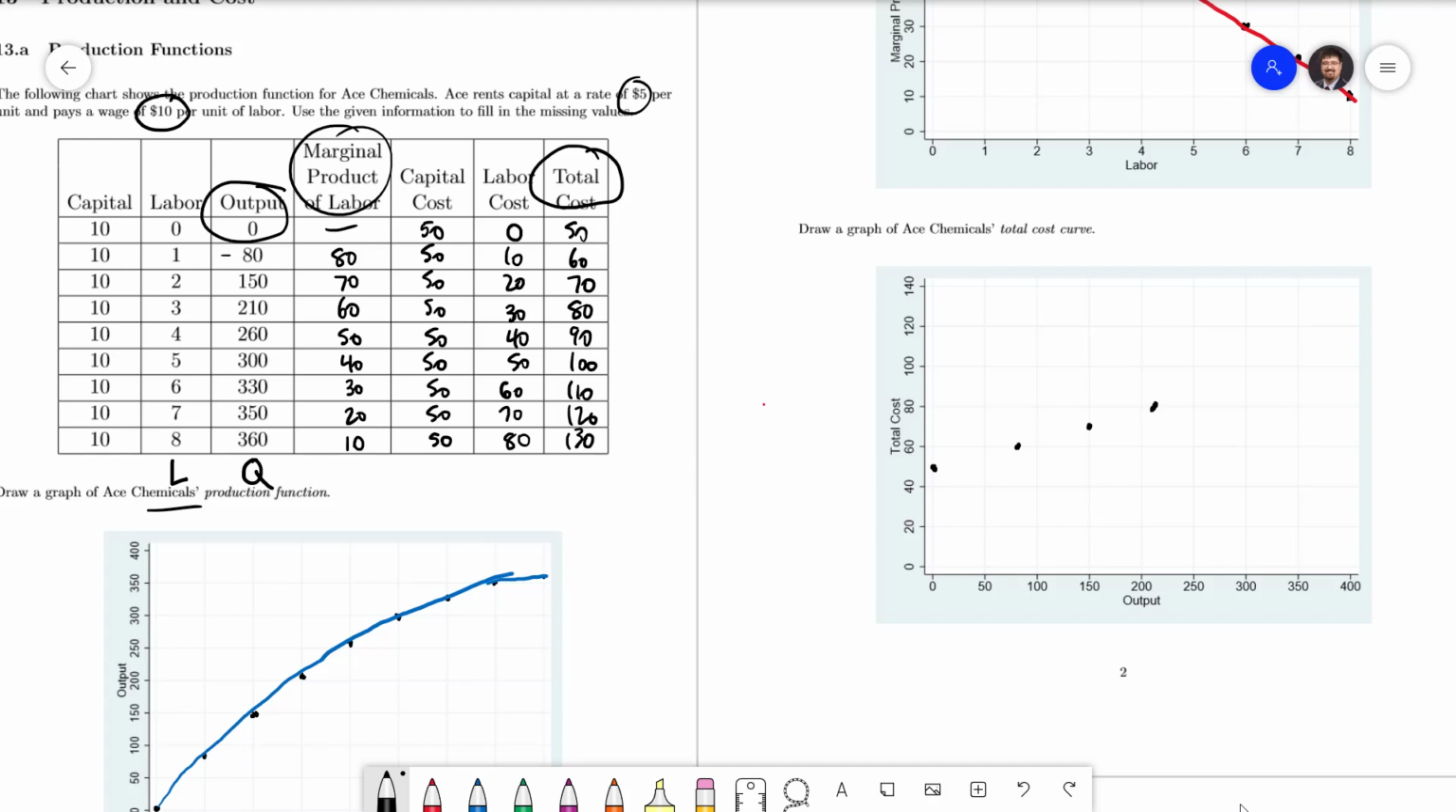Output of 260 and total cost of 90. Output of 300 and total cost of 100. 330 and 110. 350 and 120. And finally 360 and 130. We'll do our best to link these up with a curve. We can see that the total cost curve starts out relatively flat but steepens as the total output increases.